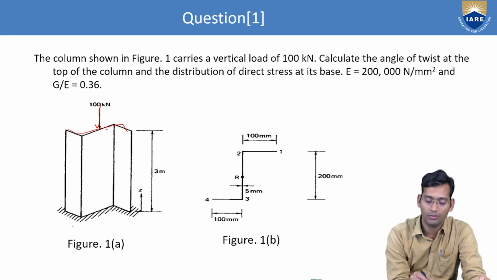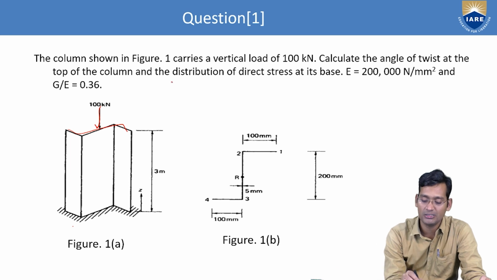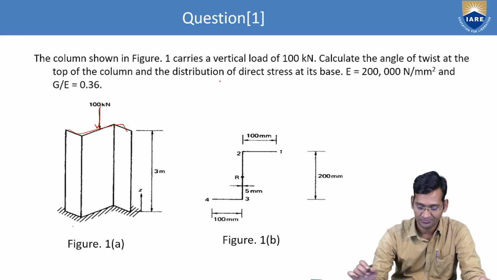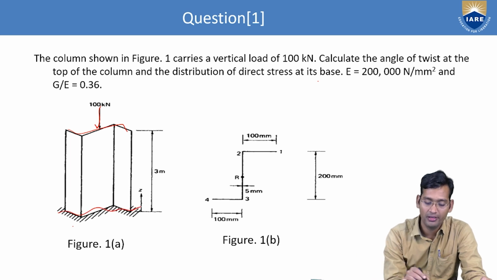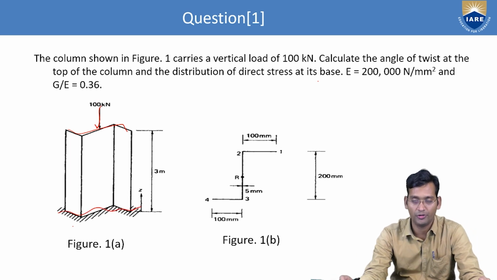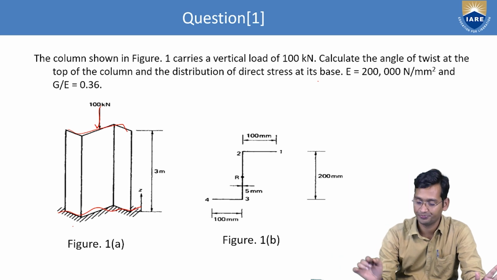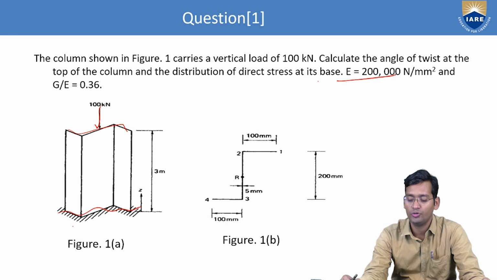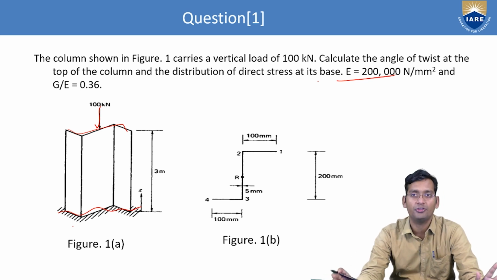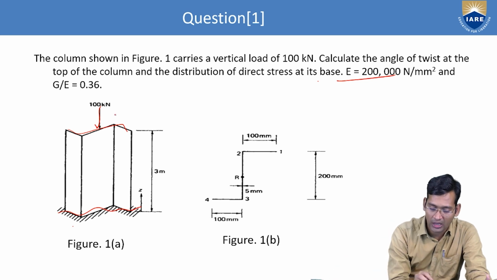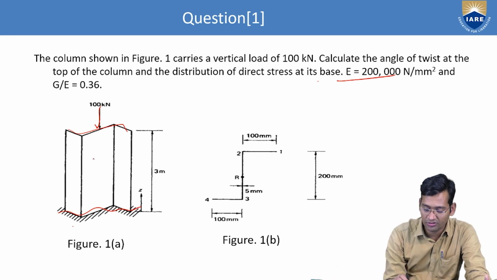At the top of the column, the angle of twist is required, and the distribution of direct stresses at its base is also required. What is given? E is given as 200 into 10 to the power 3 Newton per mm square, or you can say 2 into 10 to the power 5 Newton per mm square, and G by E is 0.36.